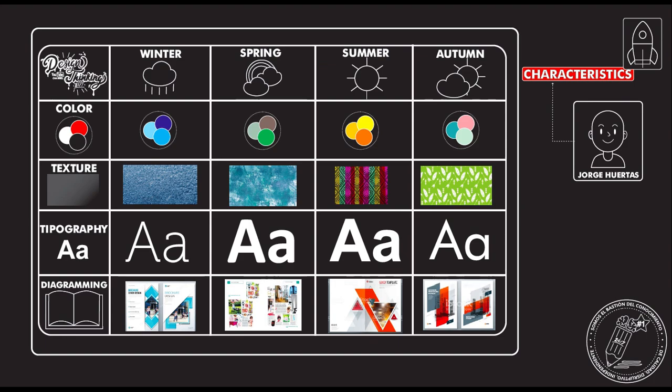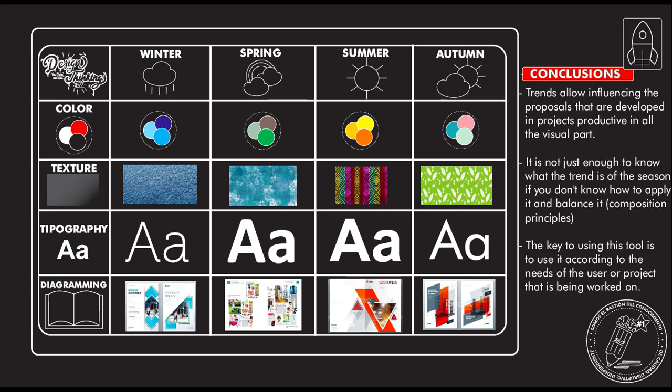These are the basic components. However, they are not the only ones. You can have more elements that are related to the season, especially shapes and ways to diagram, infographics, or many other things. But these are the basic ones and the ones that you usually use for visual representation.